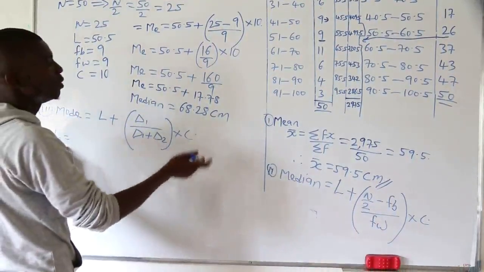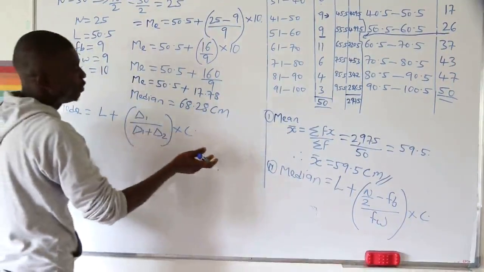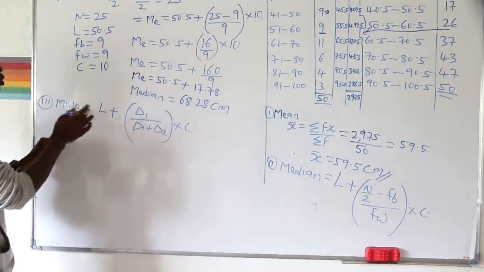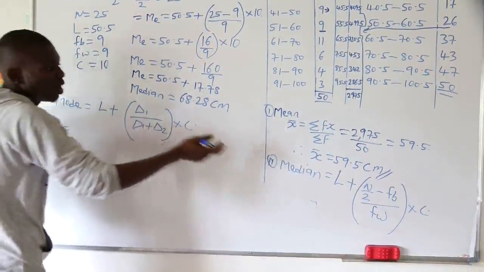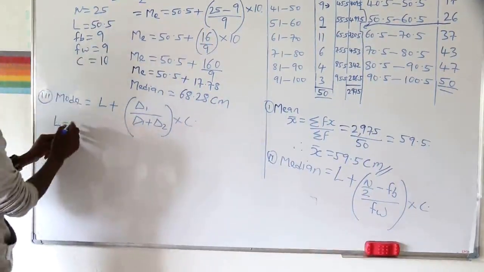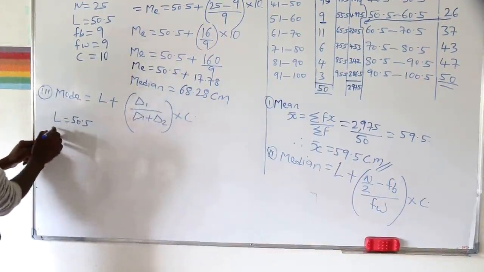Now don't forget, we are going to use the same L for median and mode. If you're going to calculate mode, you cannot get your answer without calculating the median. Our L is 50.5. Now the next one is change in 1.